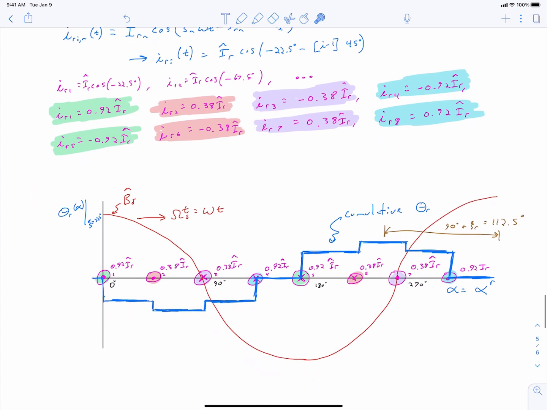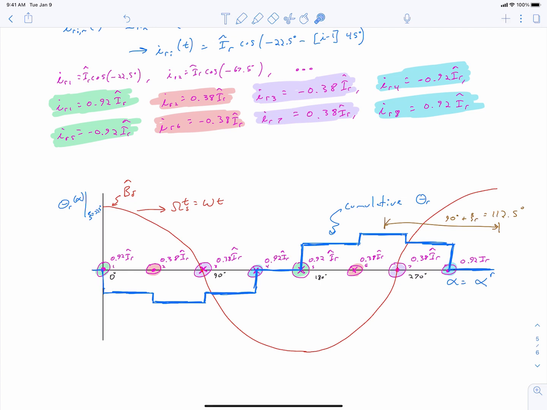So now down below, I've sketched the rotor current linkage, and you can see that we get a much more sinusoidal looking current linkage. It again is lagging our air gap field by 90 degrees plus our rotor impedance angle.